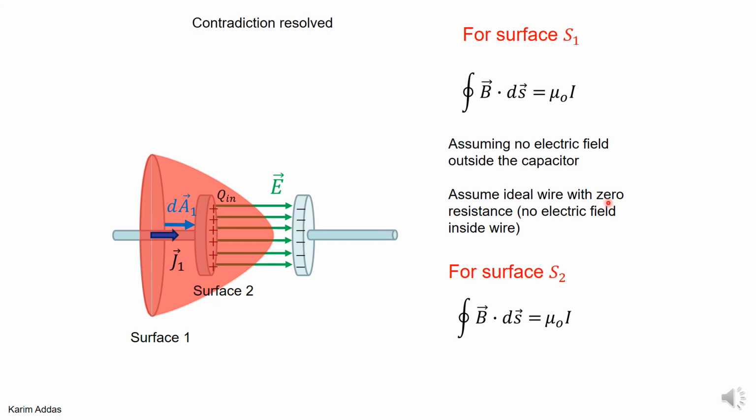So you get, for surface number 1, the flat surface, the integration of B dot ds is mu naught I. For surface number 2, the integration of B dot ds is mu naught I also. So there's no problem anymore. You get the same value no matter what surface you take. The reason you got mu naught I here is because of the conduction current. The reason you got mu naught I here is because of the displacement current. So you get the same value for any surface you choose.